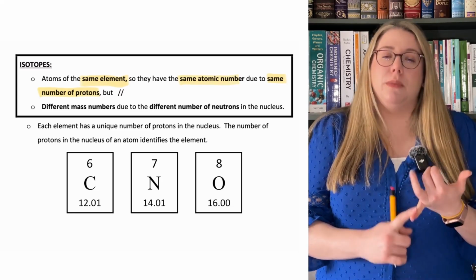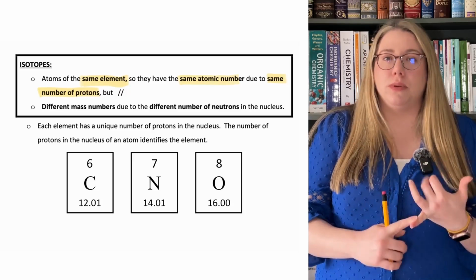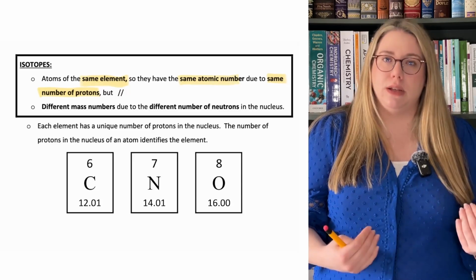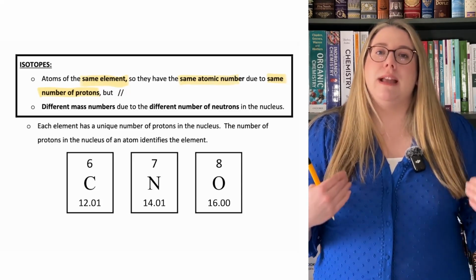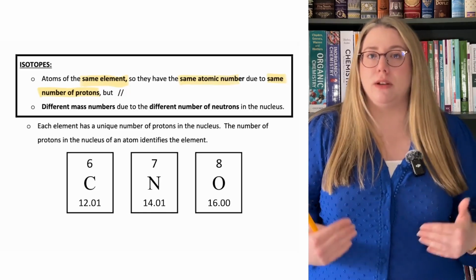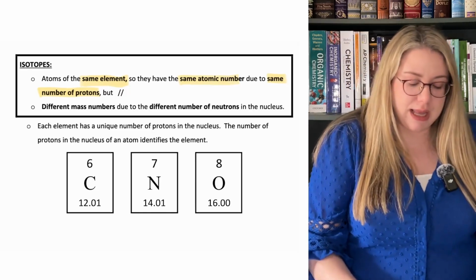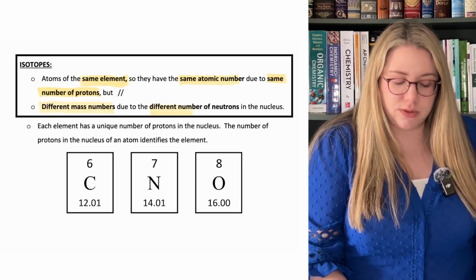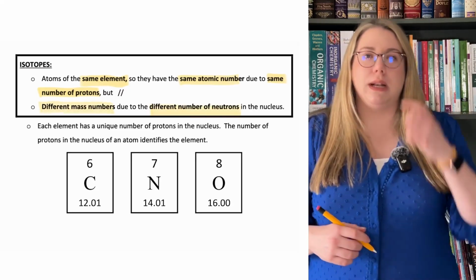So same atomic number means they have to have the same number of protons because that's what the atomic number is. It's the number of protons in the nucleus. So if you were looking at all of the isotopes of carbon, they all have to have the same atomic number or same number of protons. That's 3 marks. Next, they have a different mass number due to a different number of neutrons in the nucleus.